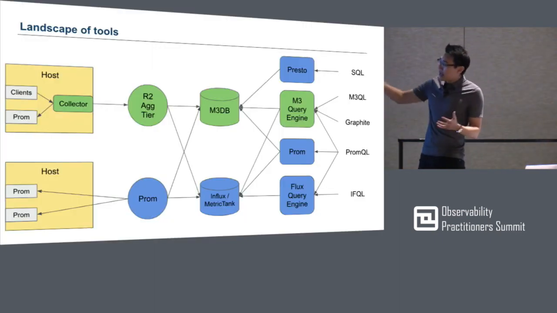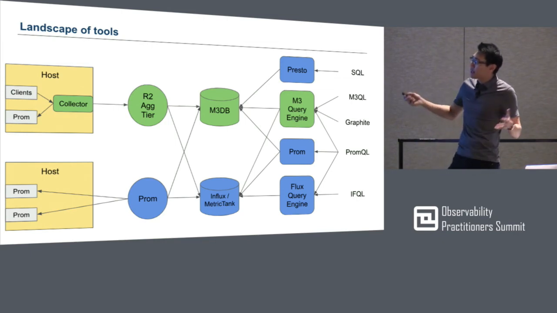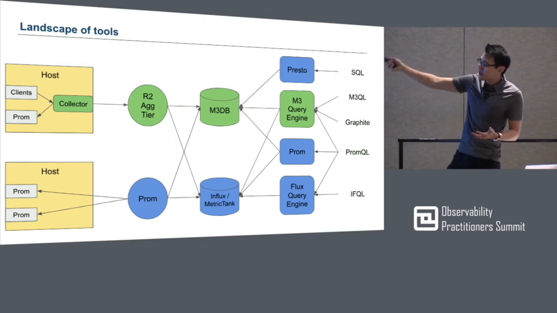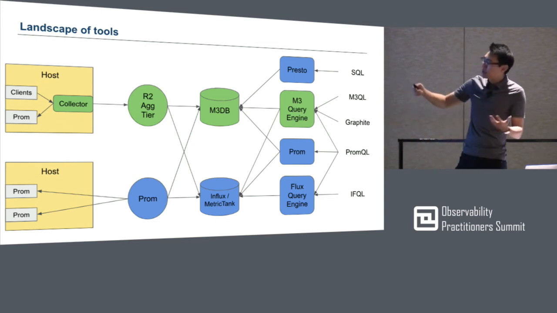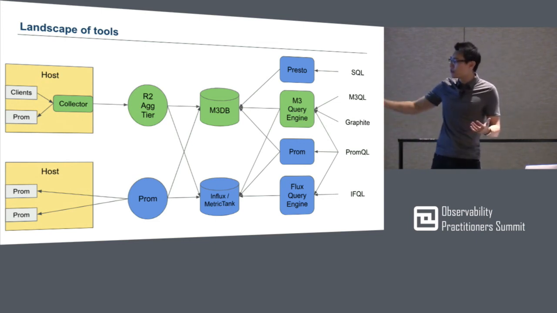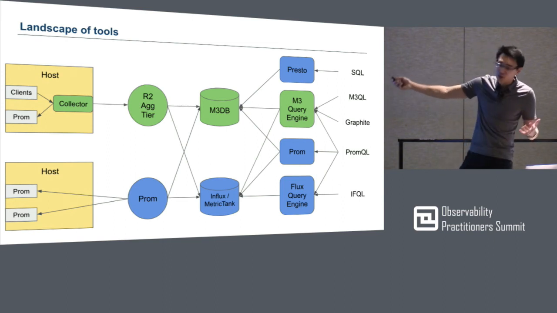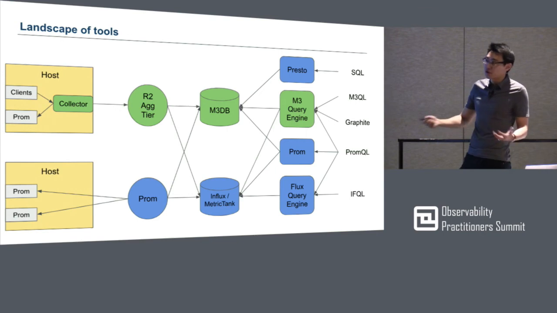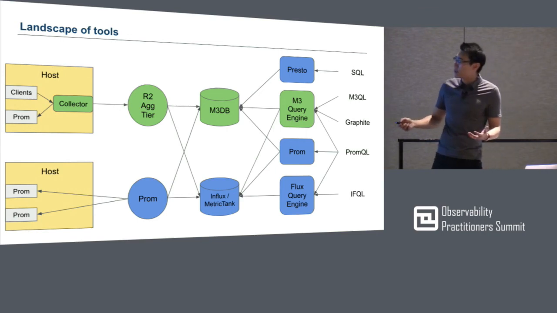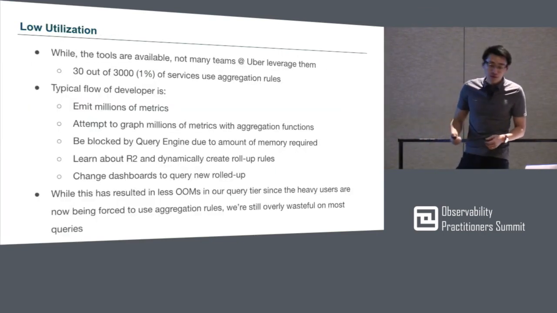So this is a picture of the landscape right now of the tools available to them. The stuff in green is the stuff we've written as part of the M3 metrics platform, but it's mix and match. You can use Prometheus recording rules. You can use Influx. There's the Flux query engine that has a lot of the optimizations as well. So there's a lot of tools for developers to solve this problem of querying a lot of metrics, but they don't use them, right?